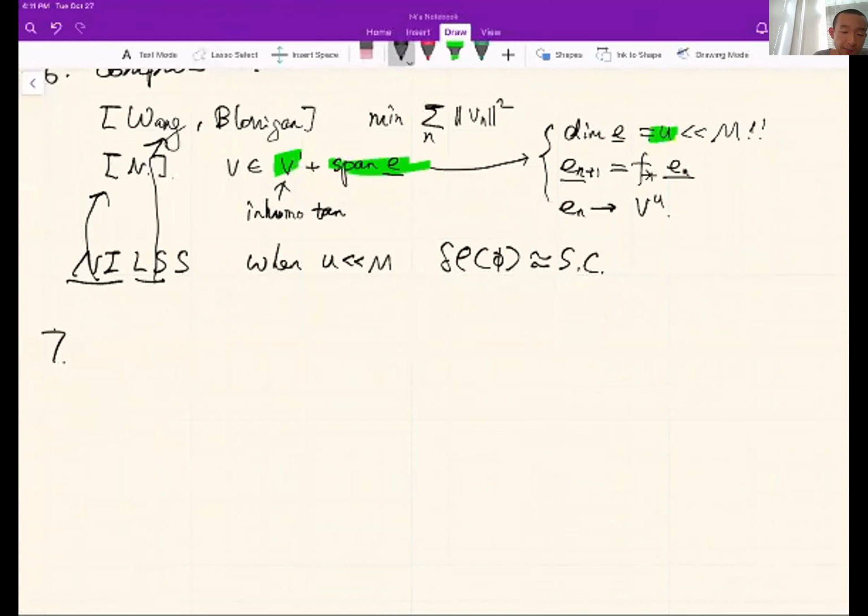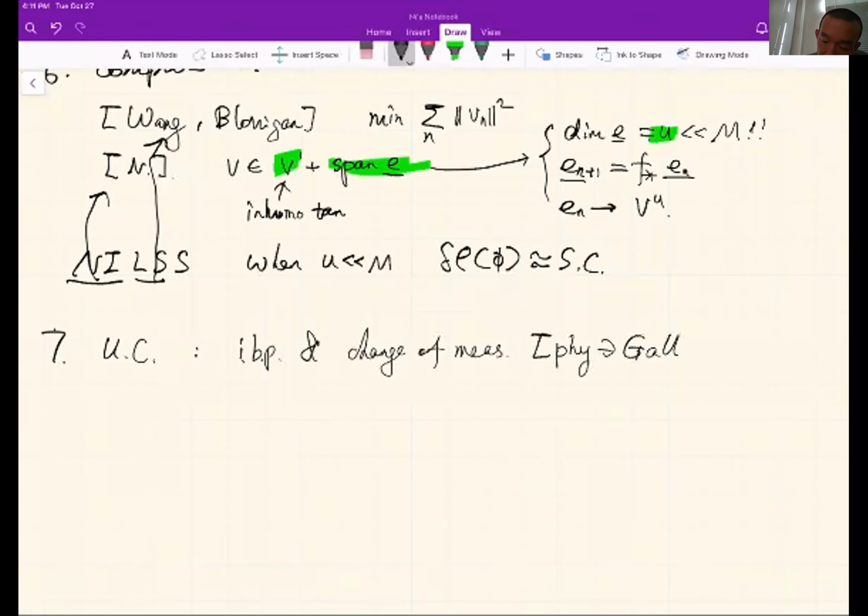Okay, the next step is to deal with the unstable contribution. The first part is to perform integration by parts and change of measure. I'm going to explain that in a minute. This is due to physicists, and the particular name worth mentioning is Gallavotti.